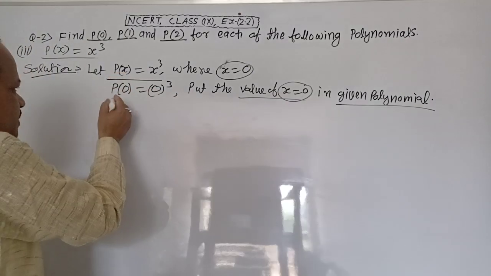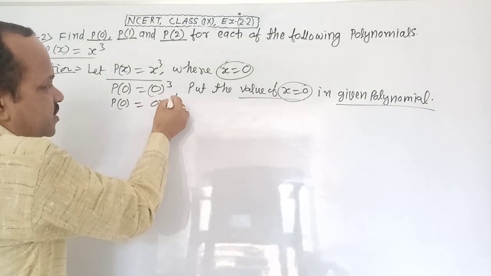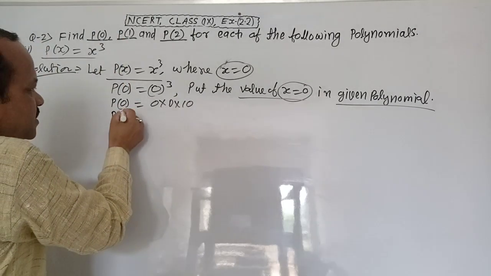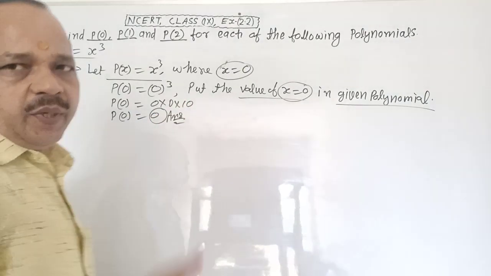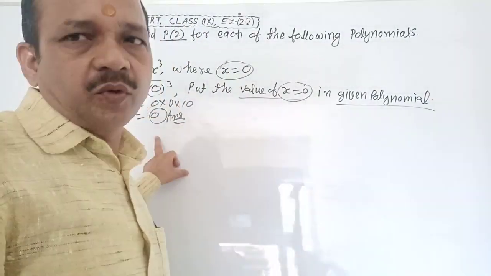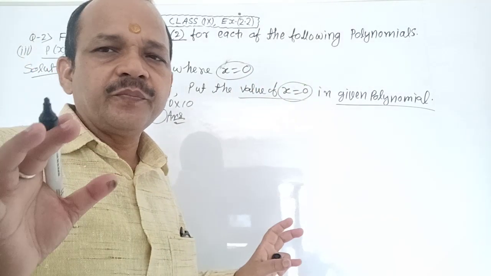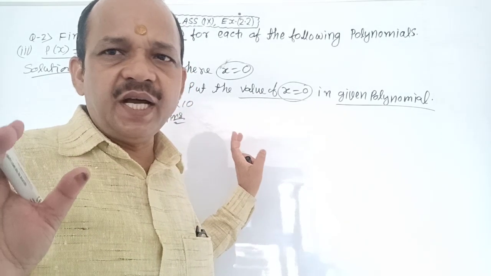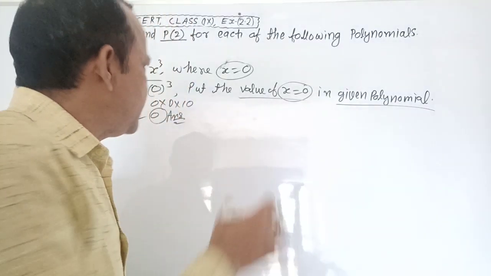Clear? Next step. p(0) equals 0 multiplied by 0 multiplied by 0. p(0) equals 0. 0 is your answer. It means you find the value of the given polynomial is 0 when you put the value of x equals 0. It is clear? First step is solved. First step is clear? No confusion about it? Very good. It is very easy. Next step.